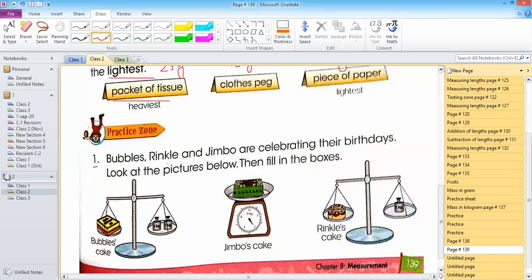Bubble, Wrinkle, and Jimbo. They all are celebrating their birthdays. Look at the pictures below, then fill in the boxes. Guys, check. These are the cakes of Bubble, Jimbo, and Wrinkle. You have to check the masses of these cakes. What is the mass of Bubble's cake? Can you tell me, guys? What is the mass of Bubble's cake?